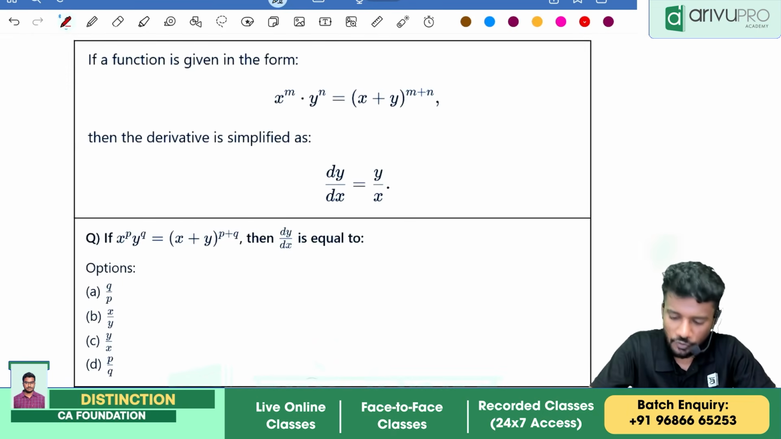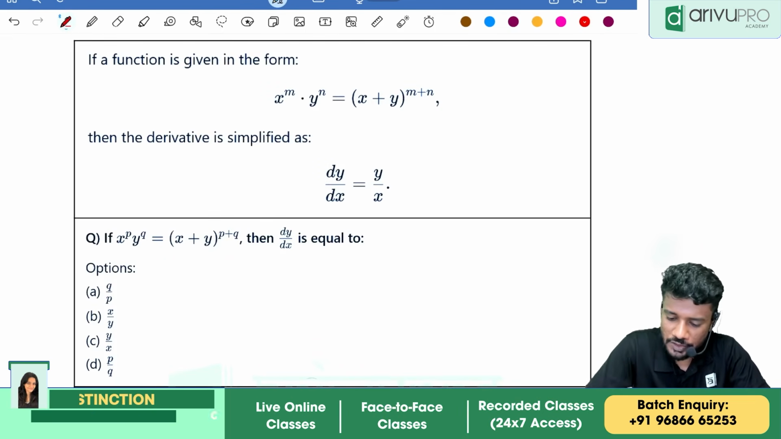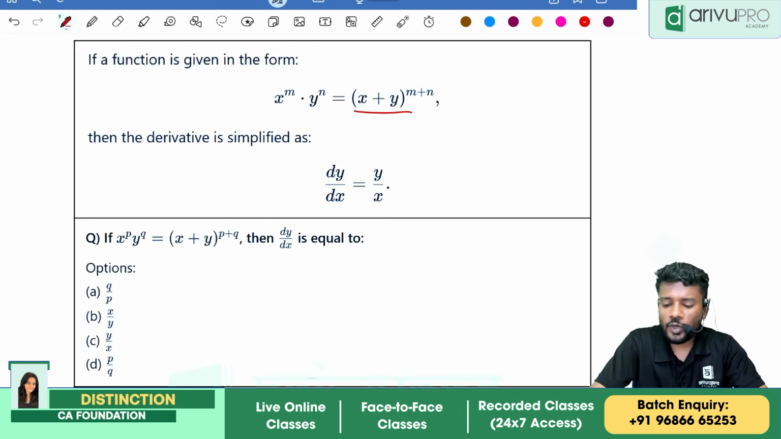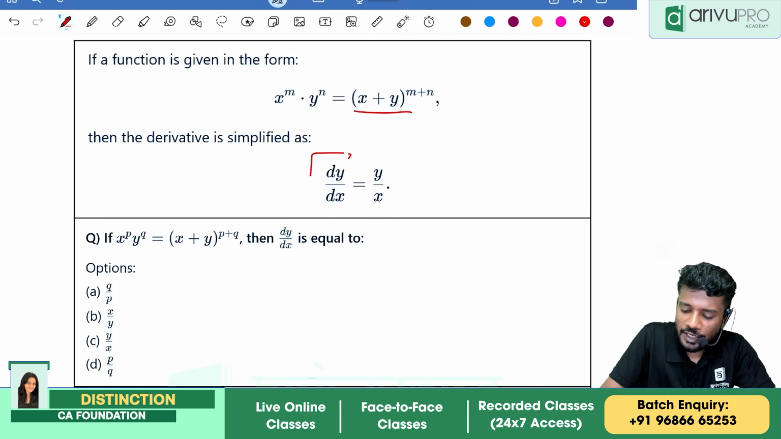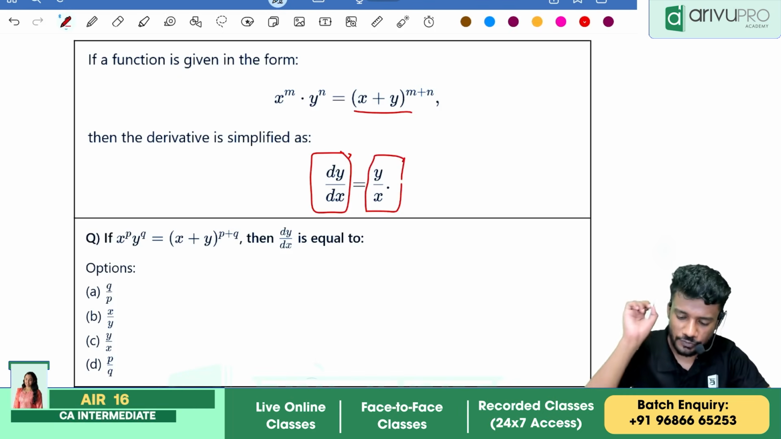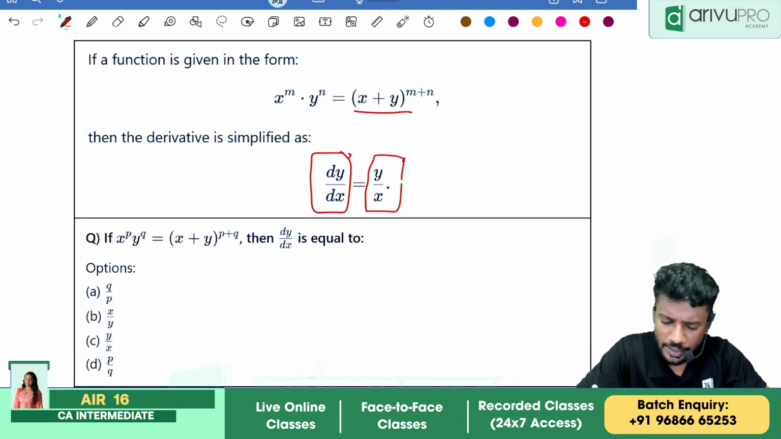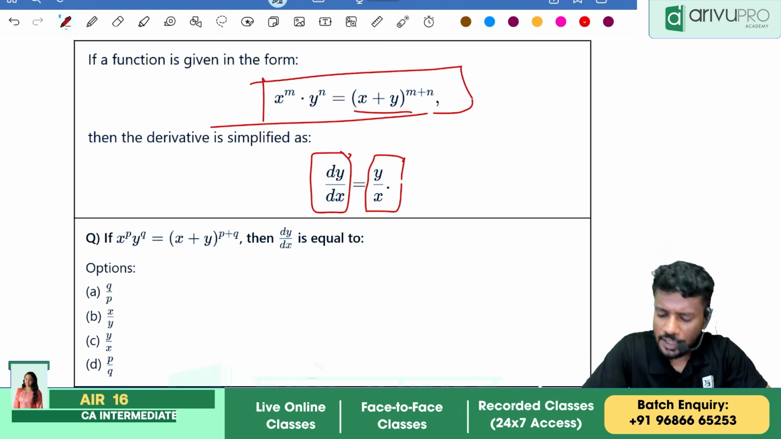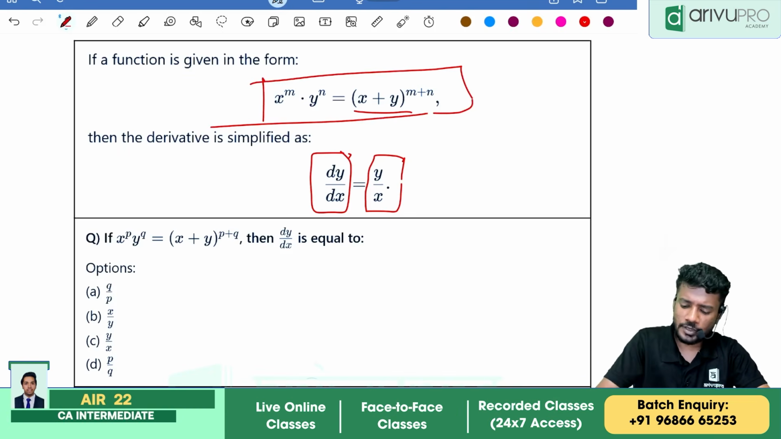When it is of the form x raised to m into y raised to n, which is equal to x plus y the whole raised to m plus n, then dy by dx is nothing but y by x. Keep a note of this. X raised to m into y raised to n is given as x plus y the whole raised to m plus n. Your answer is how much now? Y by x. Now look here.